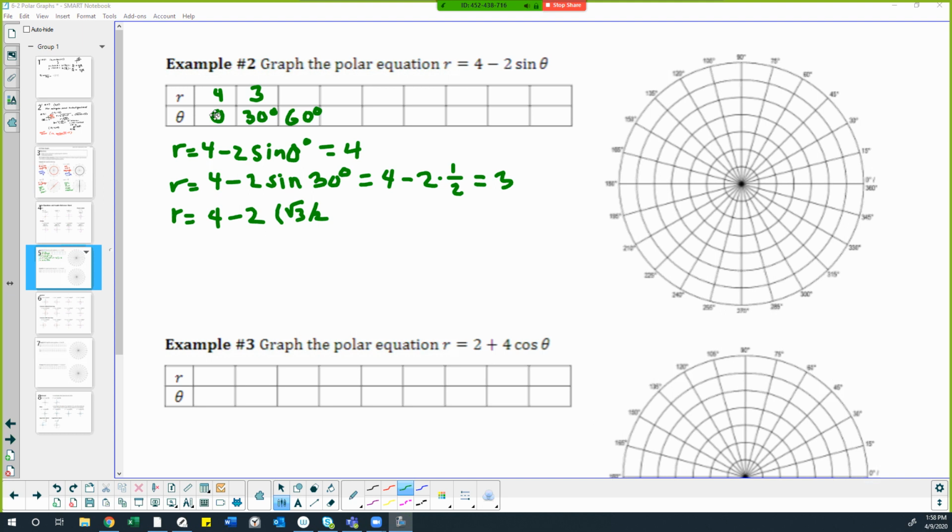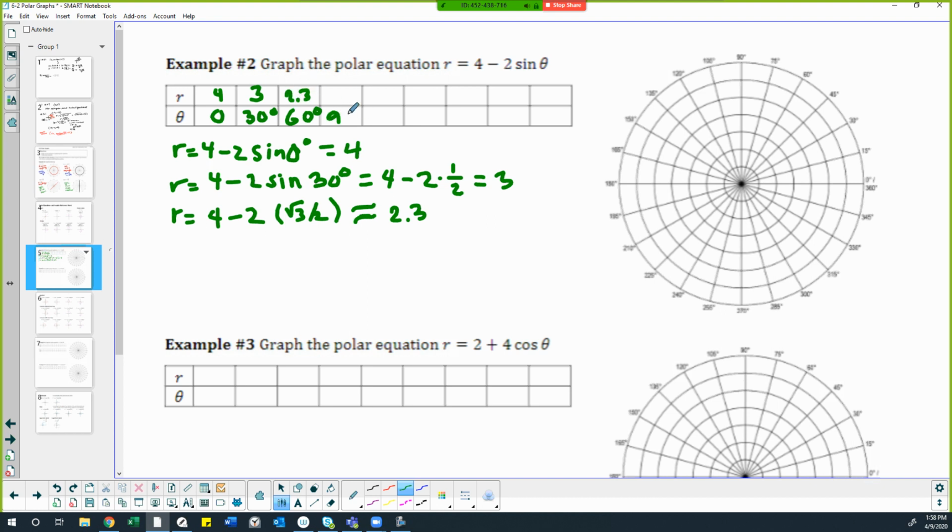So I plugged in a 0, and I got 4 minus 2 times the sine of 0, which is 4 minus 0, which is 4. And then the next one I'm doing 30 degrees, so 4 minus 2 times the sine of 30, which is 1/2, so 4 minus 1 is 3. And then for 60 degrees, I'm going to have 4 minus 2 times the square root of 3 over 2, so it'll be 4 minus the square root of 3. So yes, we'll have a decimal. What's 4 minus the square root of 3? I have approximately 2.3. Okay, so I'm just going to do an approximate 2.3.